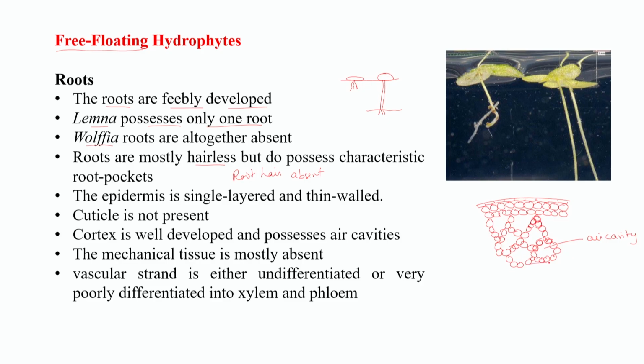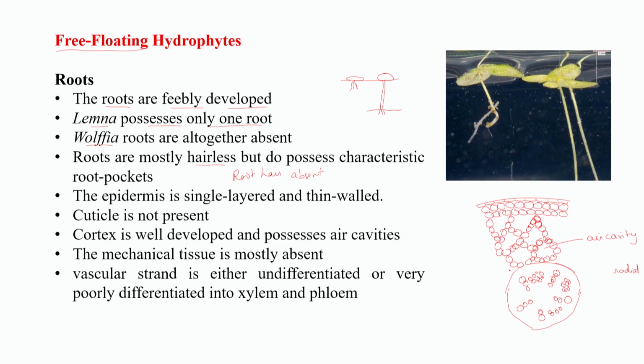Then you will see a vascular cylinder. Definitely you will see a vascular cylinder. Since it is a root, the condition will be radial and exarch, and all those conditions will be there. You can see xylem, and a small amount of phloem, but they will not be properly developed. You will see structures like this.